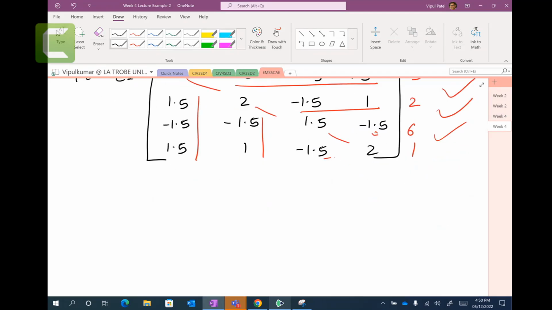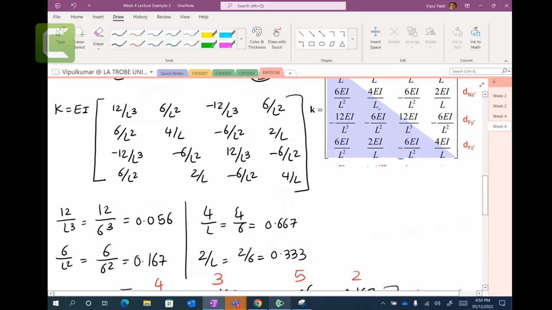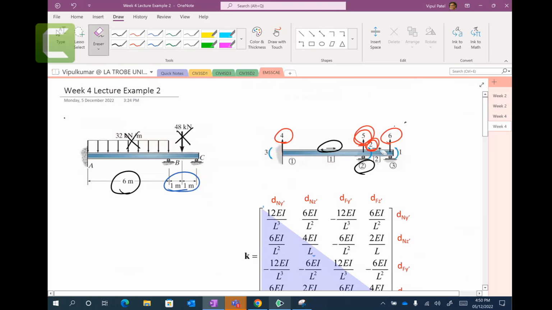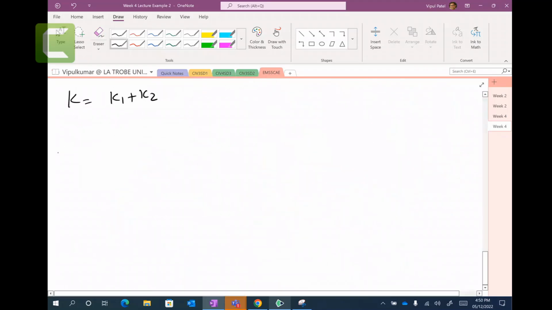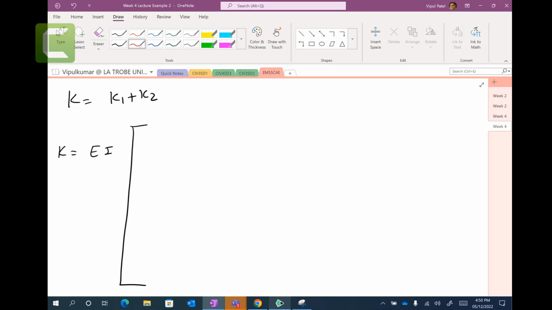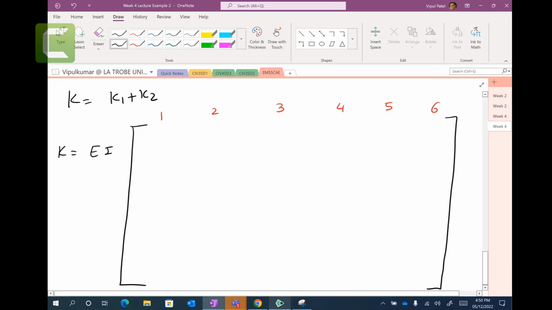All done. So now K equal to K1 plus K2, a 6 by 6 matrix. Total degrees of freedom is 6. You can see that: 3 nodes times 2. So if I want to have capital K, EI is out. You get 1, 2, 3, 4, 5, and 6, and then 1, 2, 3, 4, 5, and 6.